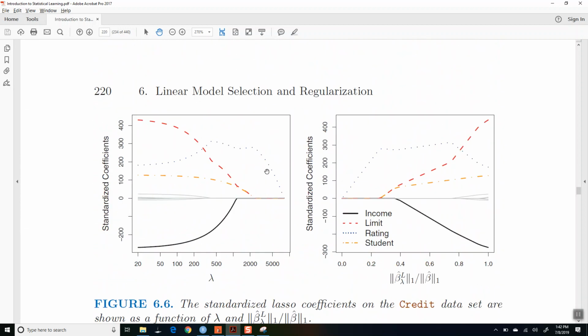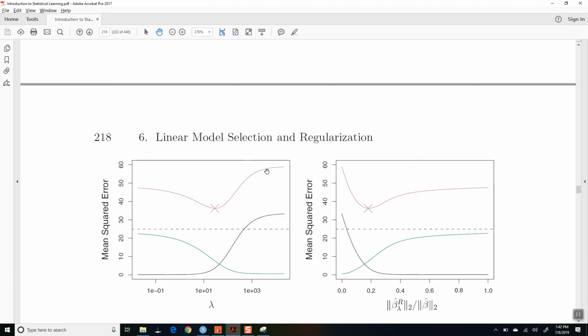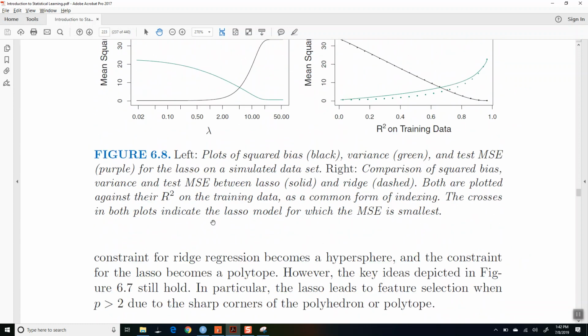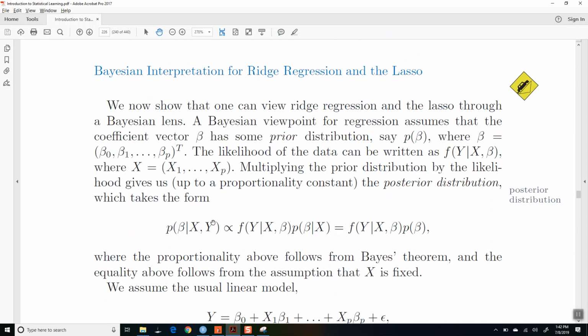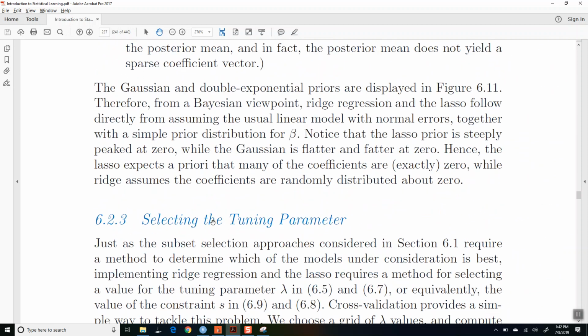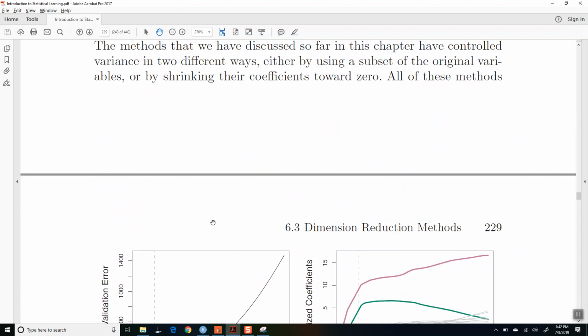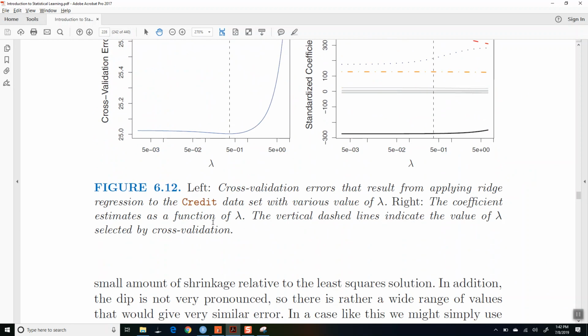This is a common thing that we experience when we're picking our tuning parameters. It goes down and then it shoots up. What's basically happening is that as you increase lambda, you're increasing the amount of penalty. In the beginning, the penalties are small, and it doesn't really make much of a difference.